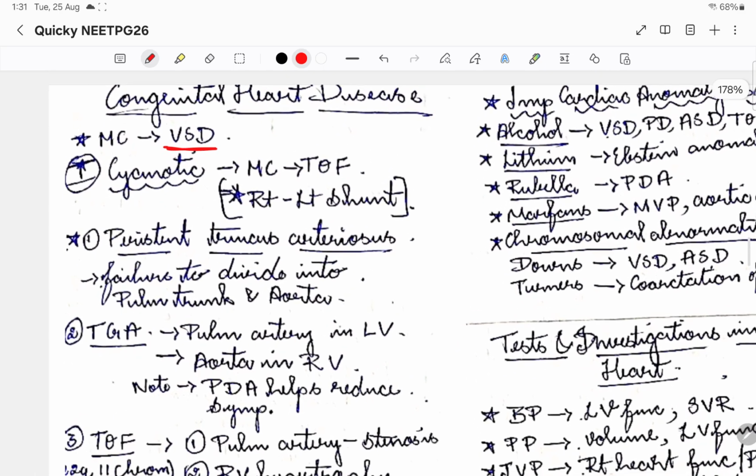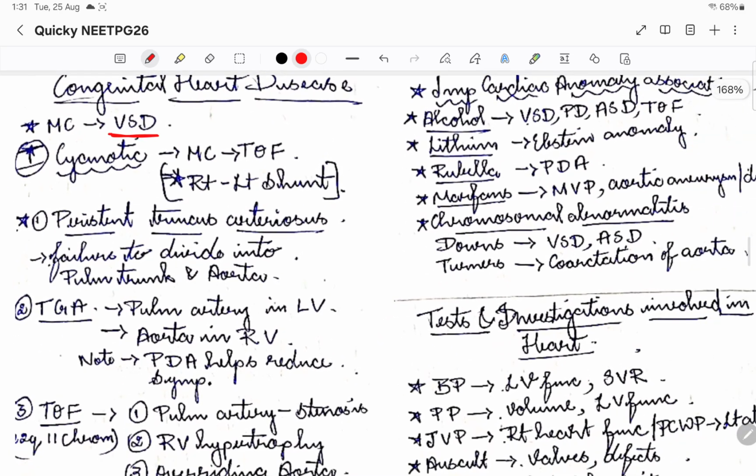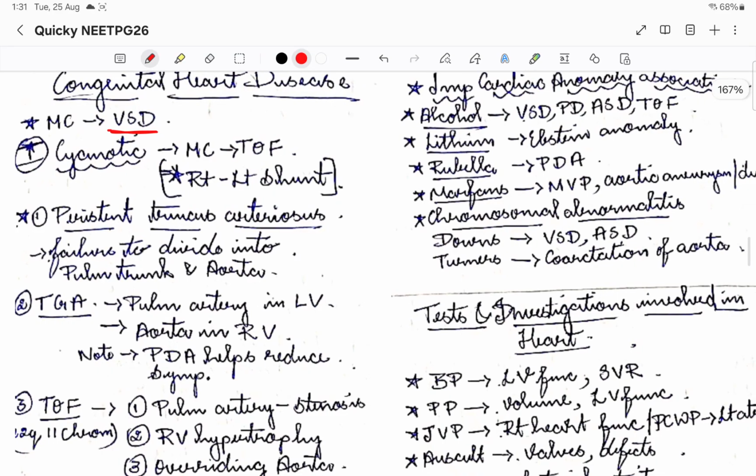Now let us see what the types of congenital heart diseases are. They are divided into cyanotic and acyanotic congenital heart diseases. In cyanotic, the most common is TOF, tetralogy of Fallot. Basically, it is cyanotic because there is a right to left shunt, meaning from the right heart, the blood is going to the left. The left was supposed to be oxygenated, right? But deoxygenated blood is pulling into the left side, so that is why the cyanosis will be there.